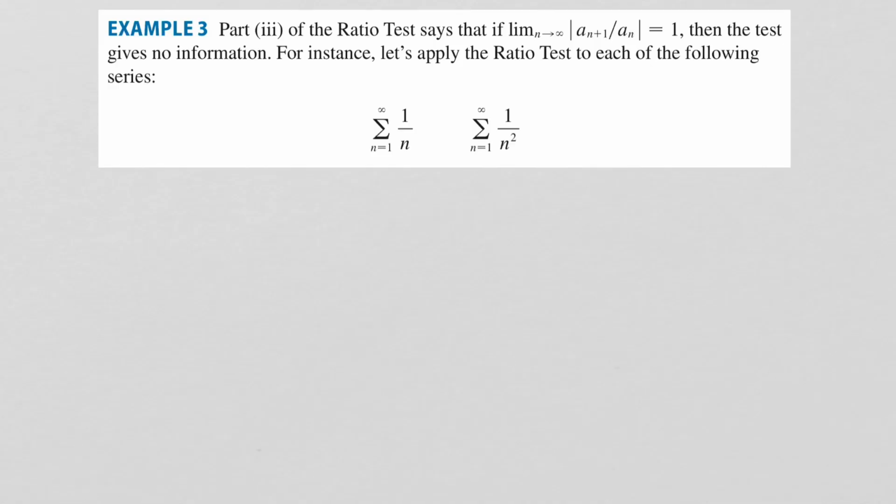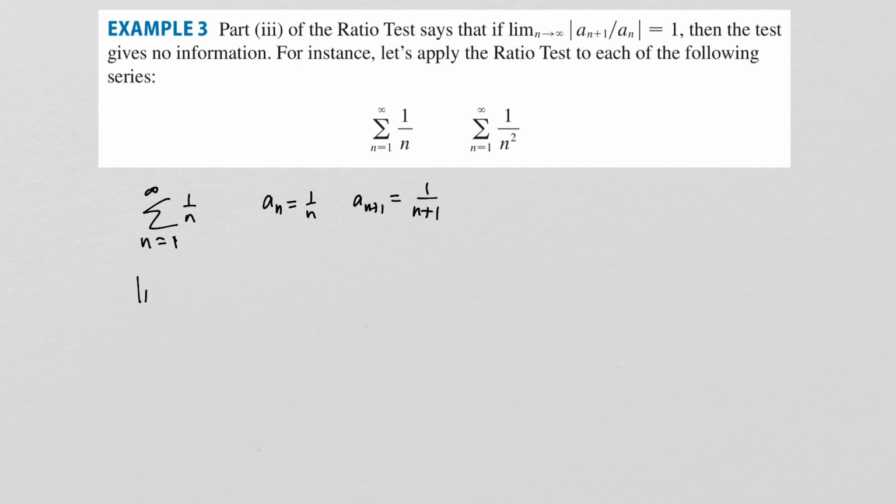Part 3 of the ratio test says that if the limit is equal to 1, then the test gives no information or no conclusion. Let's apply the ratio test to each of these series. So we'll start with the harmonic series, summation n equals 1 to infinity of 1 over n. Notice that a_n is 1 over n, and a_n plus 1 is 1 over n plus 1.